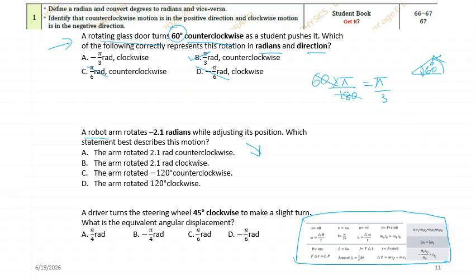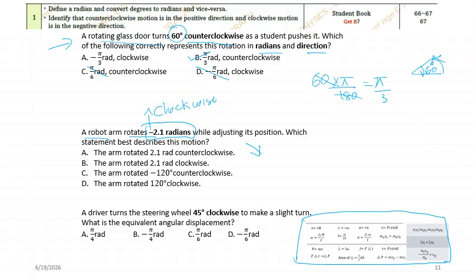A robot arm rotated. We have a robot which is rotating its arm. How much angle is it rotated? It's rotated an angle of minus 2.1 radian. Be conscious of this particular question. They mention negative. So from the negative sign, you should understand the direction of rotation will be clockwise. Negative sign, clockwise. Now, while adjusting its position, which statement best describes this motion?